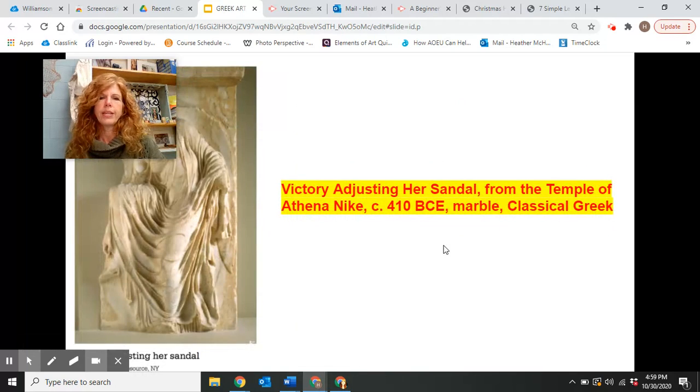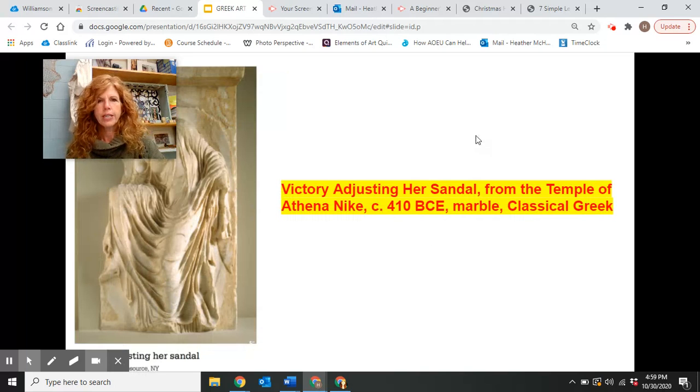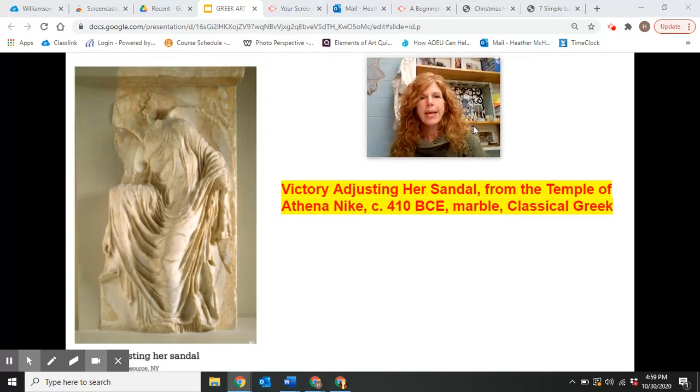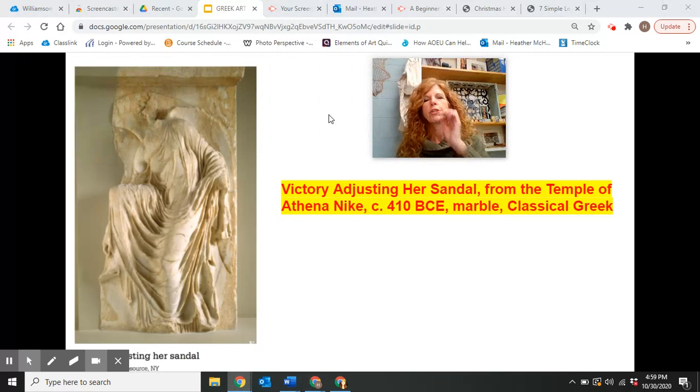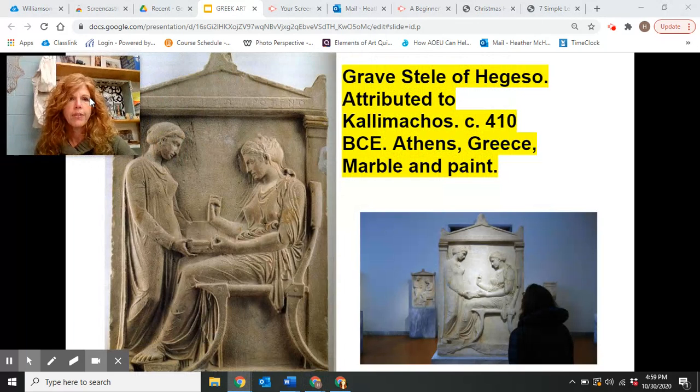The Temple of Athena Nike, and it was, again, designed by Callicrates, and it has this amazing sculpture of Victory adjusting her sandal. Victory, also known as Nike, and Nike is almost always referred to as Athena Nike. So it's not only the goddess of victory, Nike, but the goddess of war. So victory in war. She has this drapery that's flowing from her, and she's very, very beautiful. Classical Greece, found on the parapet of the Temple of Athena Nike.